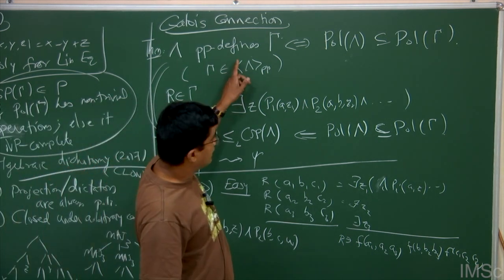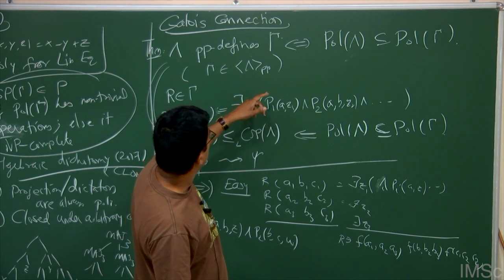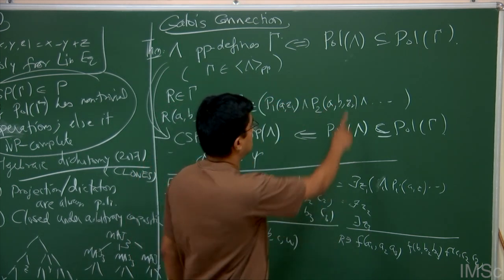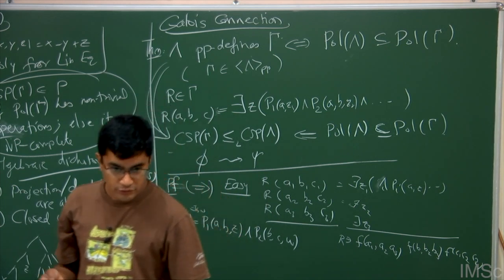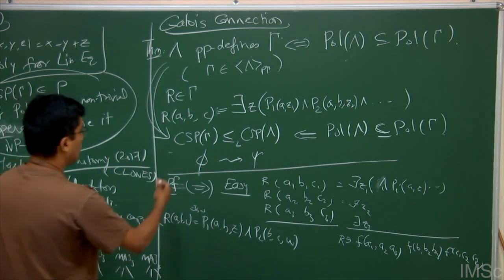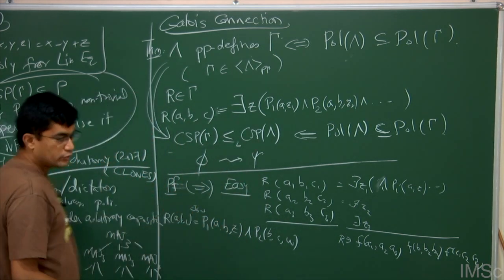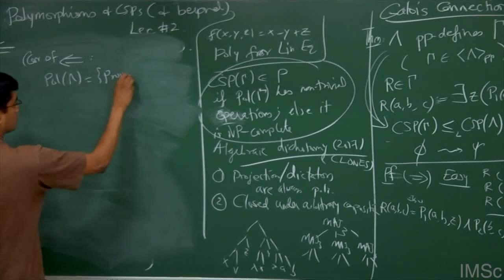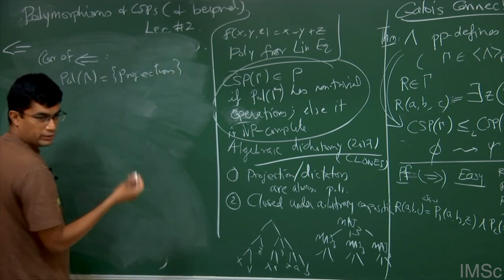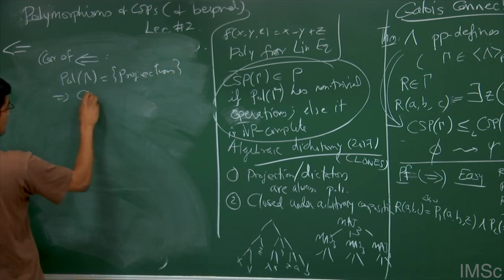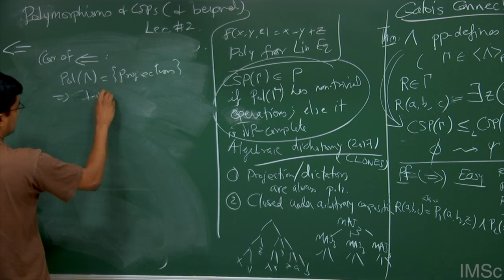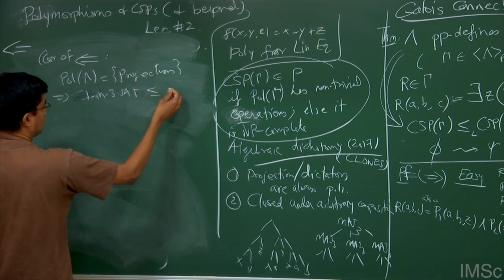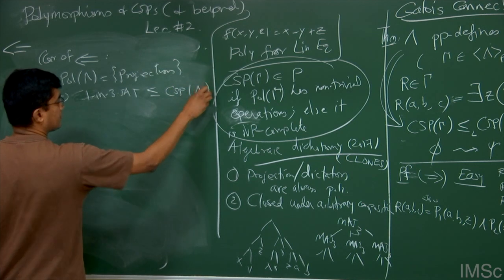Once we do that direction, we know that the moment the polymorphism of some lambda is just the projections, then 1-in-3 SAT will reduce to it. Note that a corollary of this direction is that if the polymorphism of lambda equals just the projections, which is the minimum it could be, then 1-in-3 SAT reduces to CSP(lambda), and therefore it's NP-complete.